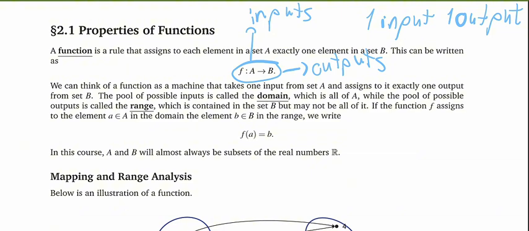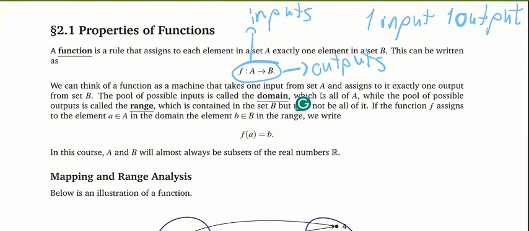I just want to stress this: A, the domain, cannot have orphans, while the set B just has to be large enough to cover the outputs. B can have orphans. There may be elements in the set B that do not get covered as an output.